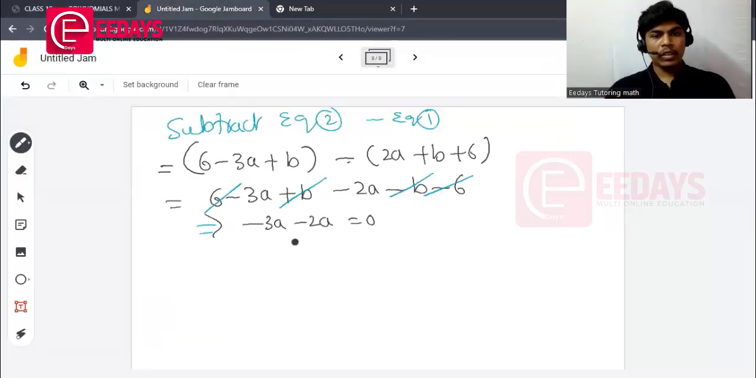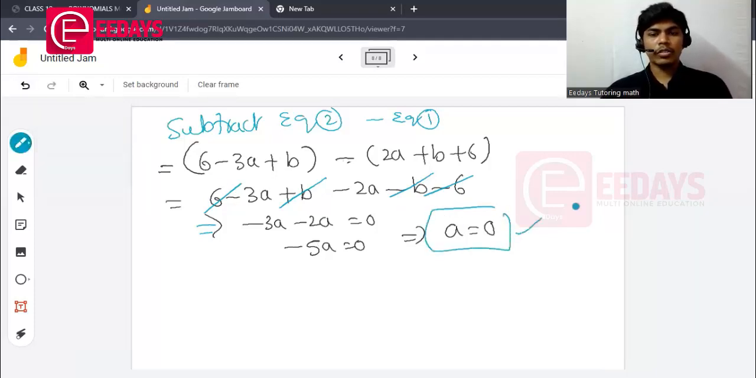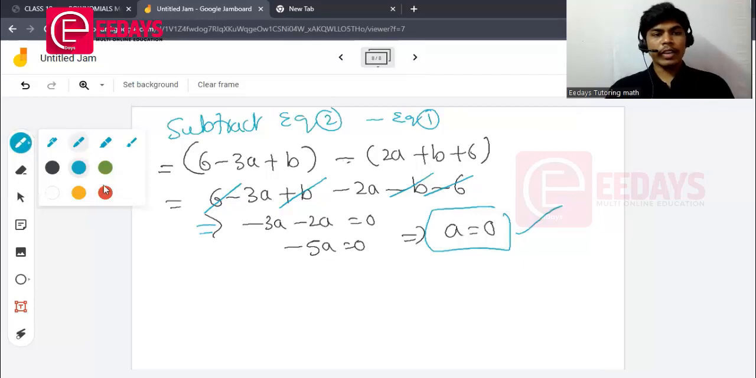So minus 5a is equal to 0. And obviously a is equal to, if we transfer minus 5 to the other side, it becomes division. 0 by 5 is nothing but 0. I get a is equal to 0. Already we get a is equal to 0.